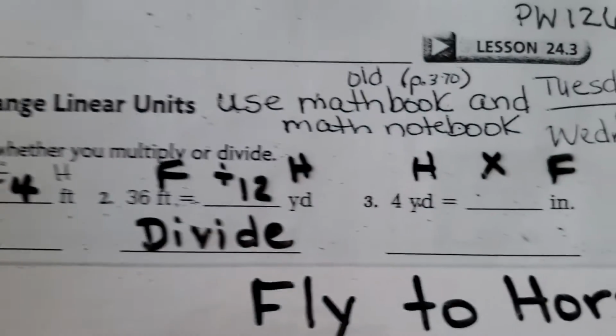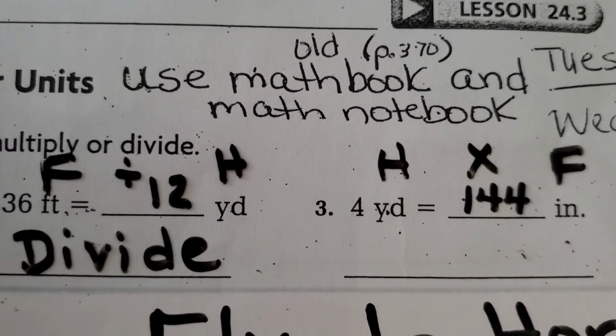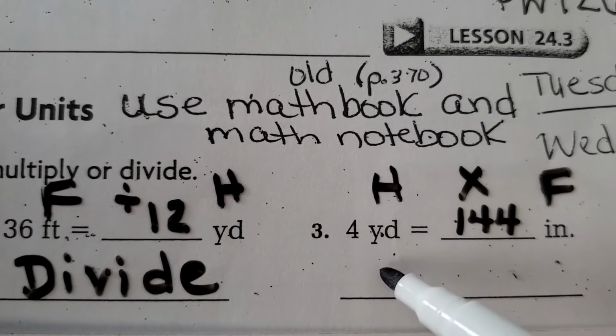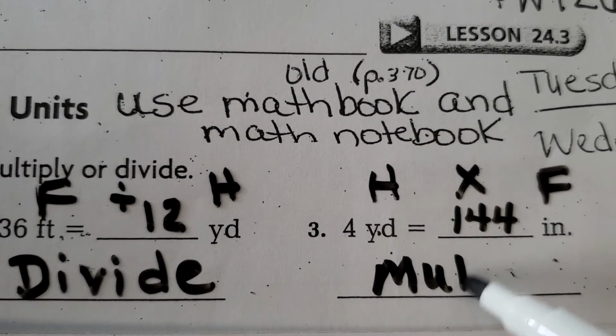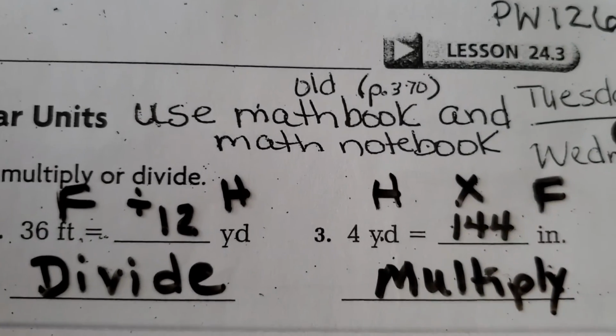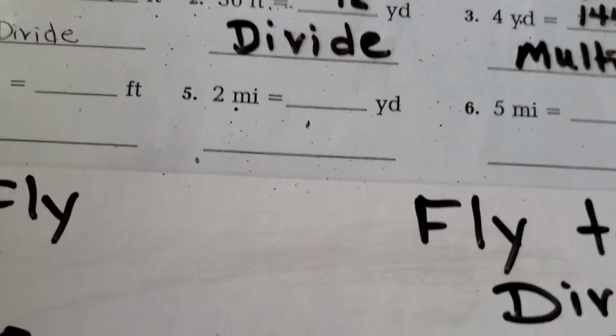So on my paper, I'm going to write 144 inches. And are we multiplying or dividing? We are multiplying. Okay, very good. Now, let's go down to number 4.